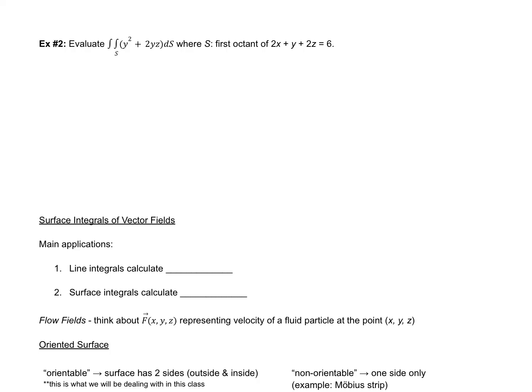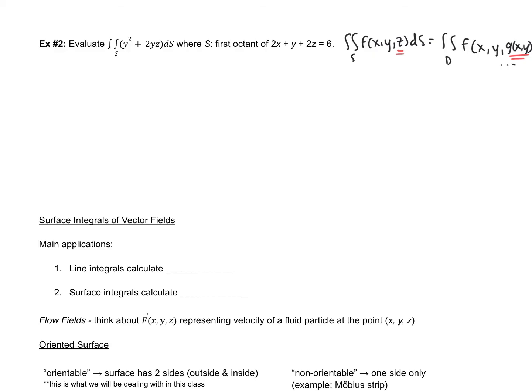Example number 2, evaluate the surface integral of y squared add 2yz ds, where S is in the first octant of the plane 2x add y add 2z equals 6. So we saw from earlier that we can take a surface integral of f of xyz ds and change it into a double integral over the region D of f of x, y, g of x, y, and so on and so forth. The reason that I'm showing you this is we need to take our z and write it as a function of x and y. That's going to be part of the first step.